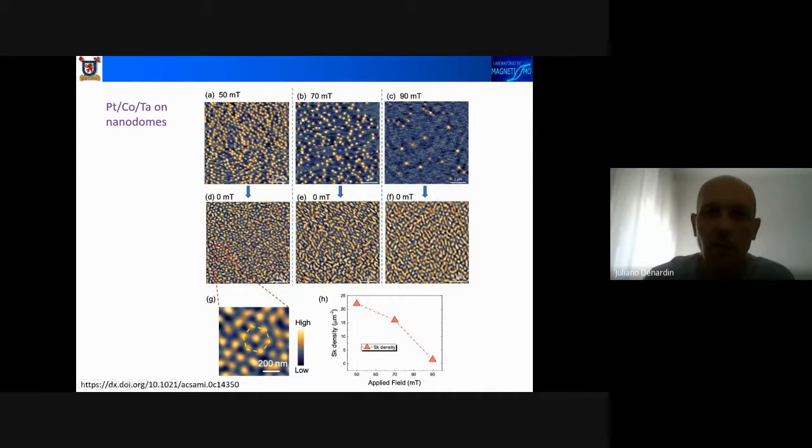If we apply a larger field, 70 millitesla, we still have a lot of skyrmions, fewer than with the previous field, and we still see some skyrmions that remain stable on top of nanodomes, but we also see that the number of stripe domains increases. And if we apply a larger field, closer to saturation, we nucleate few skyrmions, and most of the skyrmions become stripe domains when we go to zero field. This is related to the reversal fields we see for the continuous samples.